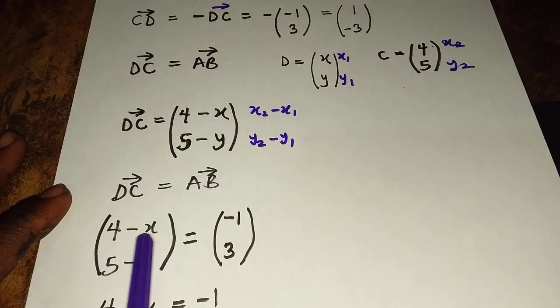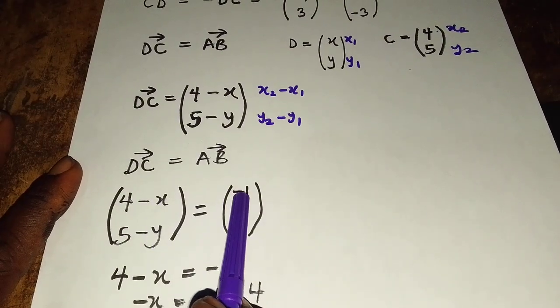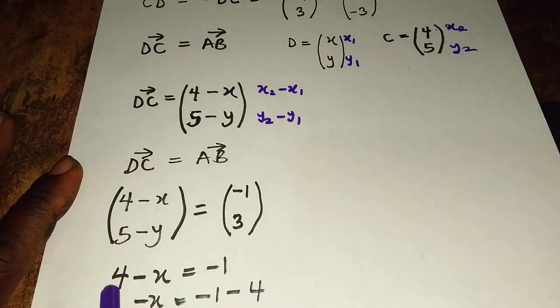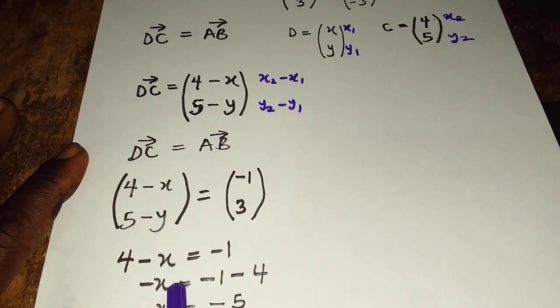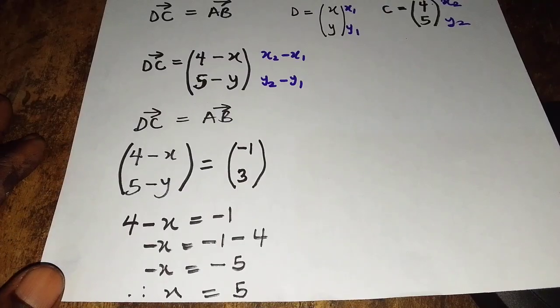So the x component: 4 minus x is equal to -1. If I bring this 4 to this side, now I have minus x is equal to -1 minus 4, because when it comes over it turns to -4. So you have minus x is equal to -1 minus 4, which will give us -5. So when you multiply both sides by -1, the value for your x will be equal to 5. So x should be equal to 5.